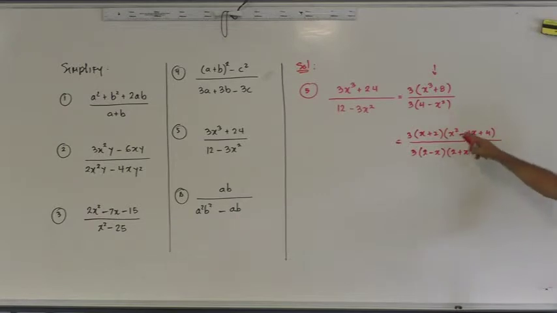Now, can we factorize this big bracket? Can we find two numbers that when you multiply them together equal 4, but when you add them together equal negative 2? Sorry? Negative?